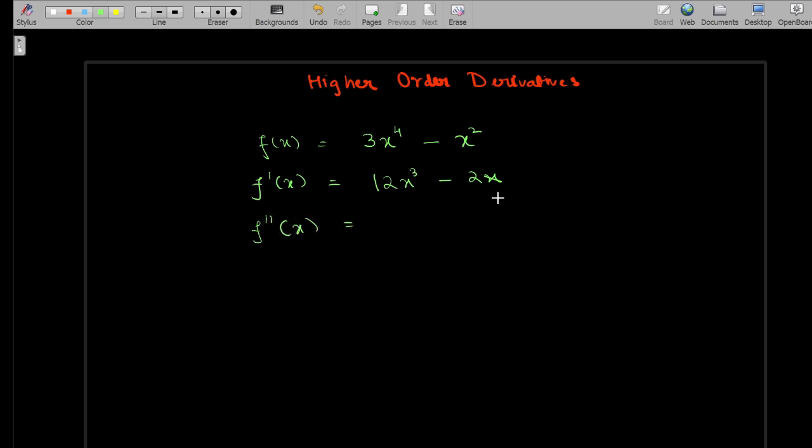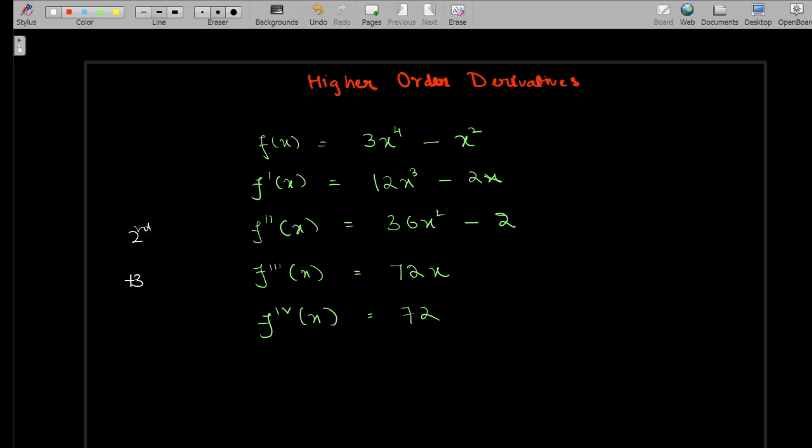Can you differentiate this function again? Then it would be 36x squared minus 2. Yes, and again, then it would be 72x. And then, differentiating again, it would just be 72.